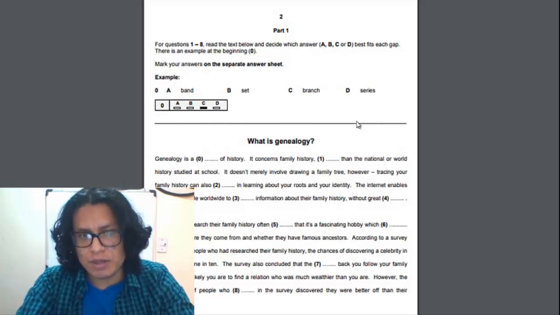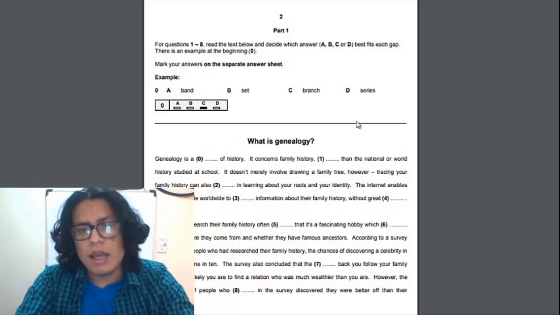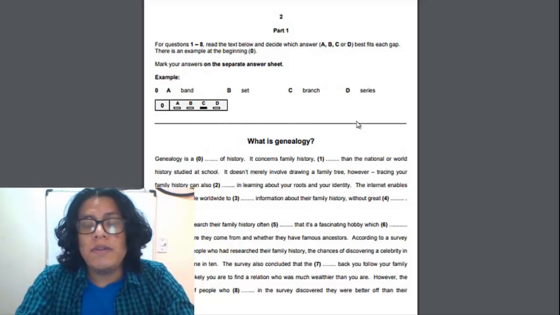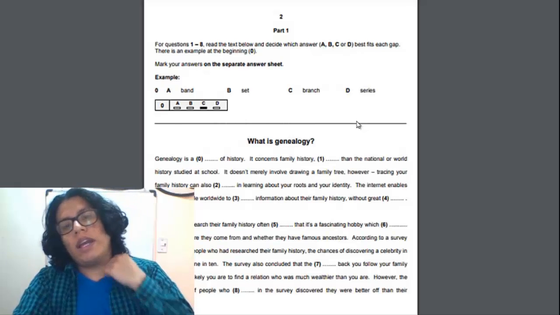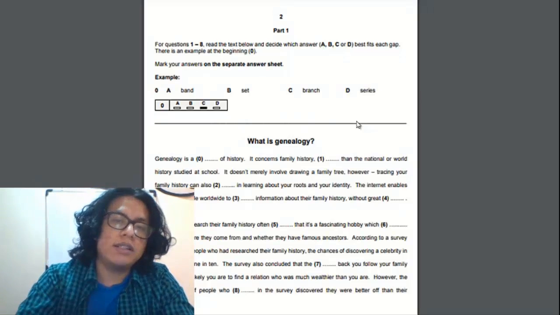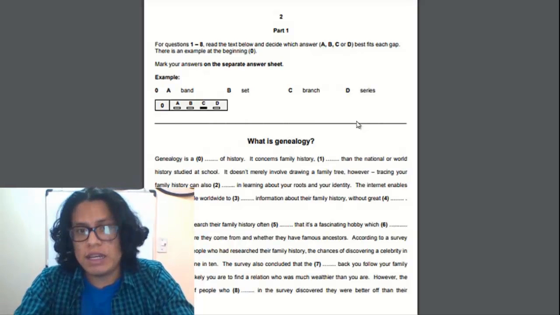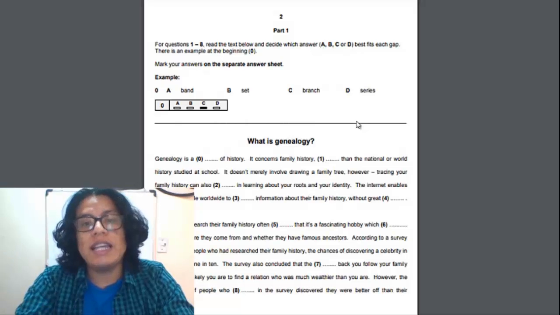As we can see here, part 1 is composed of a text, and next to the text there are 4 options from which we have to choose the correct answer to fit each gap. As a tip, I recommend that you read the whole text before you choose the answer. Read the title, which is genealogy in this case.